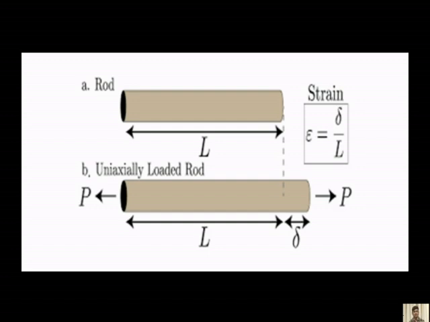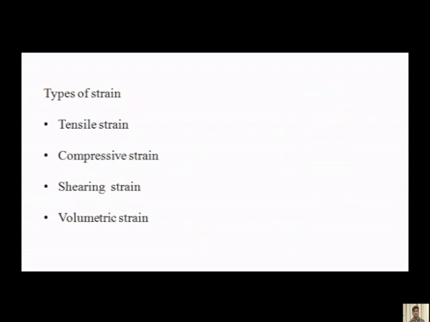Now the original length L changed to L plus delta L. So you can see the change in length. You can represent it, as I told you, epsilon or small e is equal to delta L by L, change in length by original length. Types of strains: tensile strain, compressive strain, shearing strain, volumetric strain.